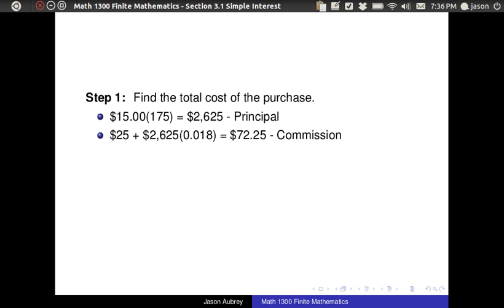So the total cost of the purchase comes to $2,625 plus $72.25, and that comes to $2,697.25. That's the total cost of your purchase.